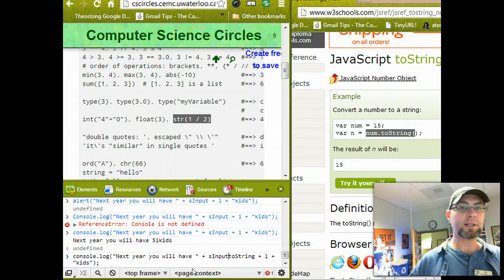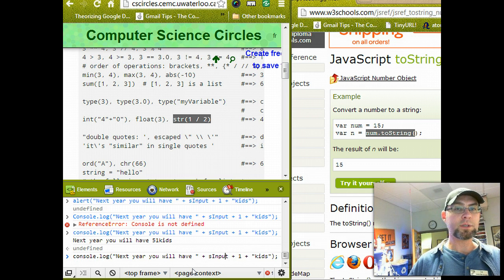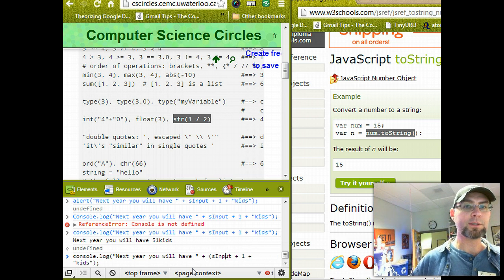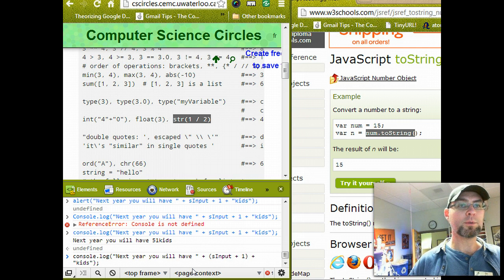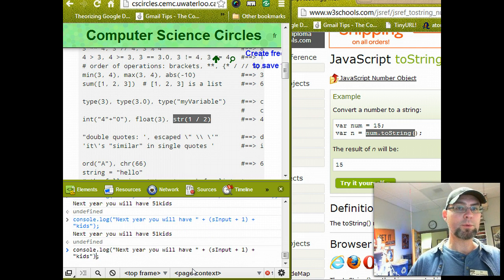It's not to string, because that's a number and we want it to be a number. But somehow it wasn't doing the math. So we'll put parentheses around that, and then we'll try it again. Same problem. So we have to take it a little further.